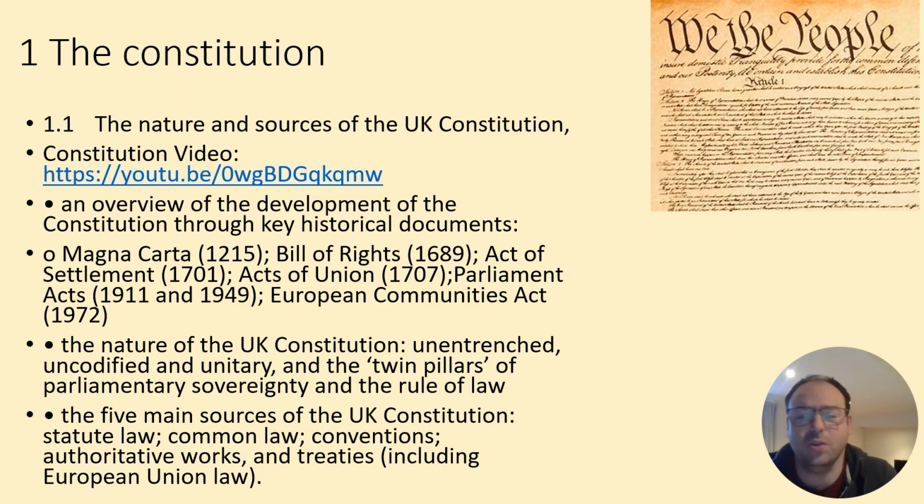The nature of the UK Constitution, so all the bit, I'm sure you'll cover this in a lot of detail, that it's unentrenched, it's uncodified, it's unitary, the twin pillars of parliamentary sovereignty and the rule of law. You can also then bring in some of your ideology stuff from component 1 about what liberals and conservatives would say about all of this. If you're doing component 3 like we do, then you'll have in your mind the US example as the opposite. And then you're told you need to know the 5 main sources of the UK Constitution: statute law, common law, conventions, authoritative works, treaties, including European Union law. Probably not quite that last bit anymore.